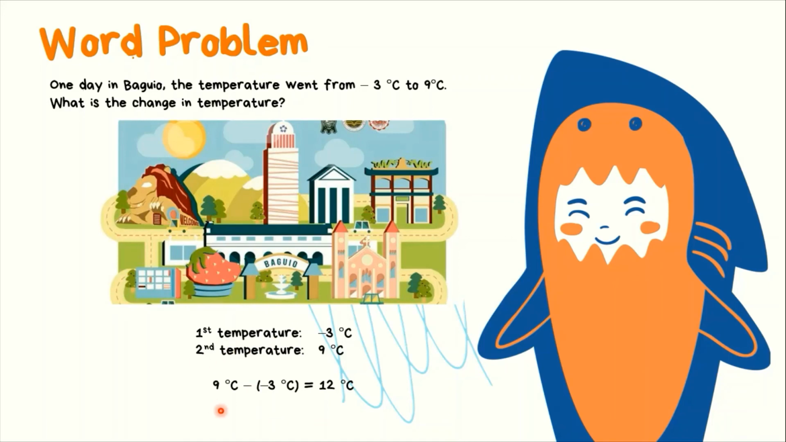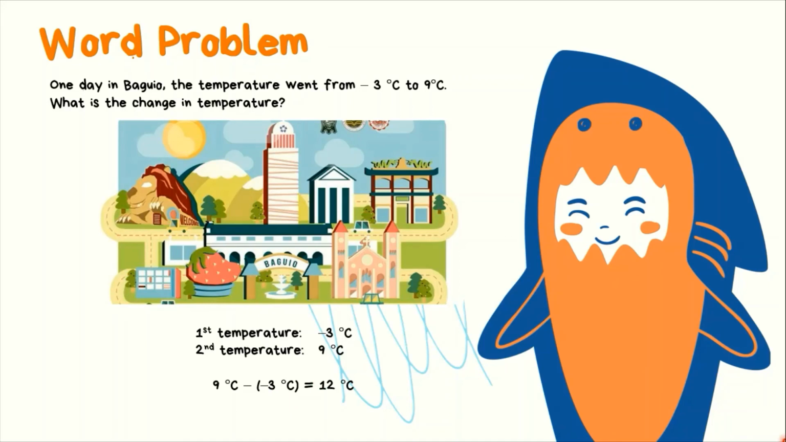9 degrees Celsius ang ating second temperature. Isasubtract lamang natin o ibabawas natin yung ating first temperature which is -3. Bakit naging +12 ang sagot? Yun ay dahil ang rules natin for subtracting integers ay, first, we need to change the sign of the subtrahend. Between 9 and -3, ang ating subtrahend ay -3. Ang -3 ay yung number na ibinabawas mula sa isang number. Ang 9 ay isang minuend, siya yung binabawasan. Kaya si subtrahend na -3 ay gagawin nating +3.